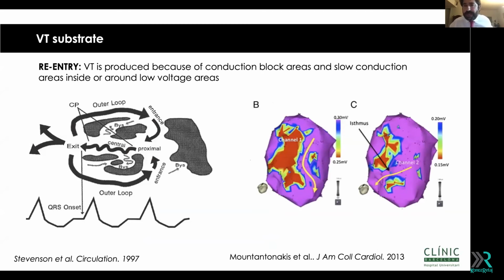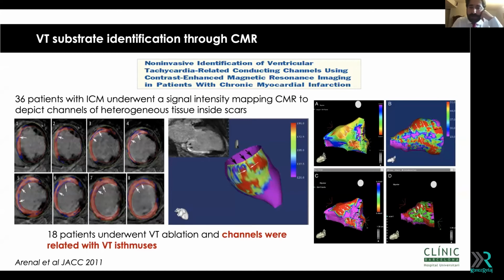So what can we do in this field with imaging? Actually, the substrate for VT is a very old concept, very well known by Stevenson's group, like 20 years ago. So you have two scars and you have a channel between scars. So very easy concept. And actually, Arenal from Madrid showed us like 9 years ago that by analyzing the intensity ratio of the scar in the MRI, you can reproduce a 3D reconstruction of the scar. This is the MRI. And you can clearly see this scar here, healthy tissue, and this channel of intermediate tissue between these scars. It was already shown 9 years ago.